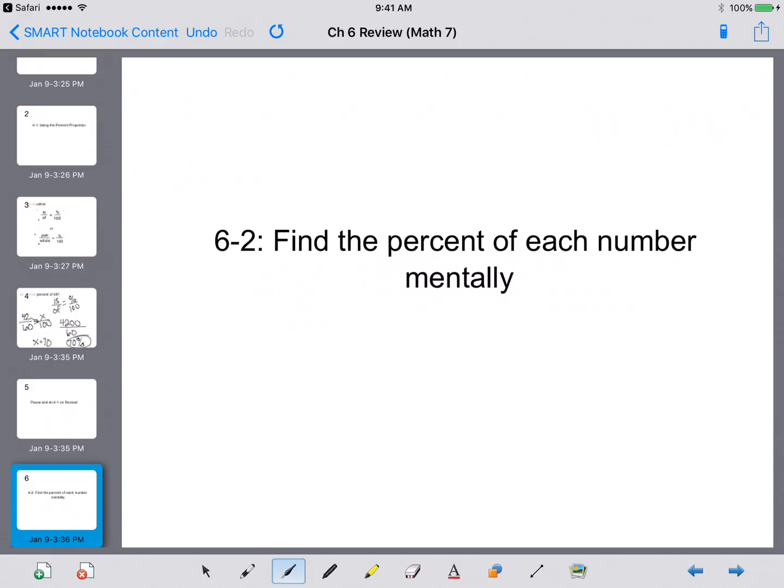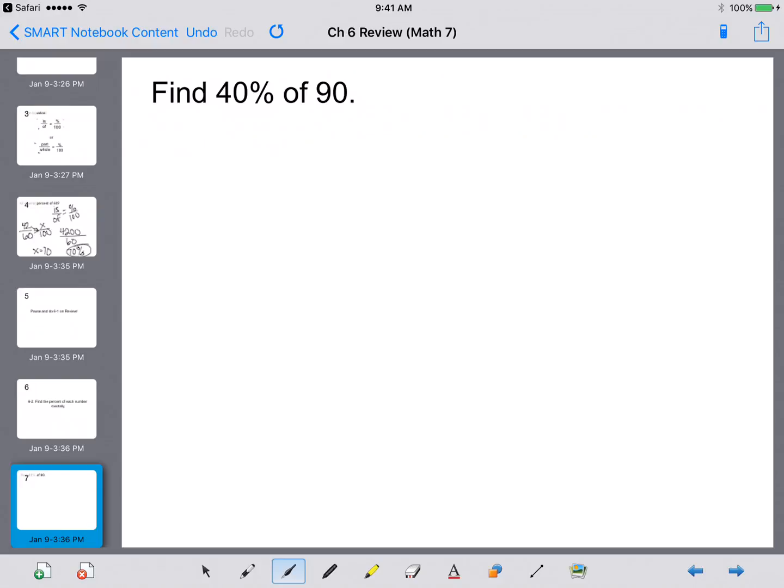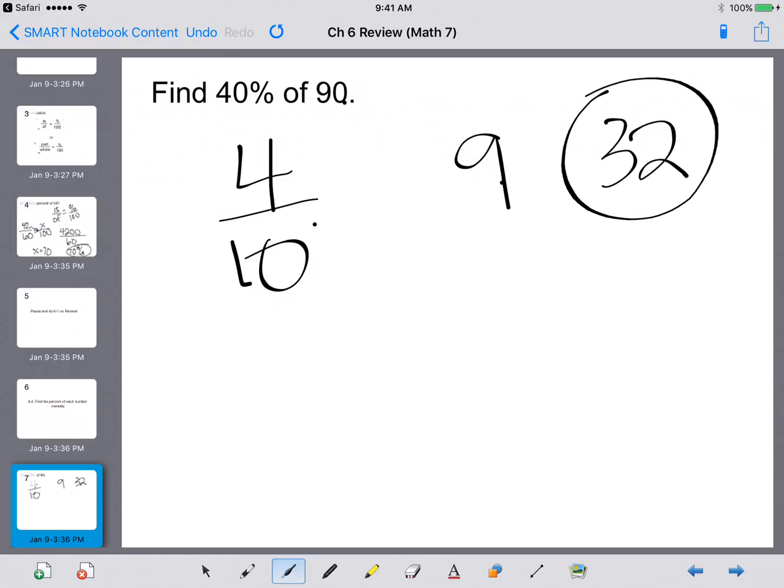Next we've got 6.2, find the percent of each number mentally. So it wants us to find 40% of 90. I know 40% can be written as 4 tenths. 1/10 of 90 is 9. 9 times 4, 9, 18, 24, 32. So that answer would be 32.